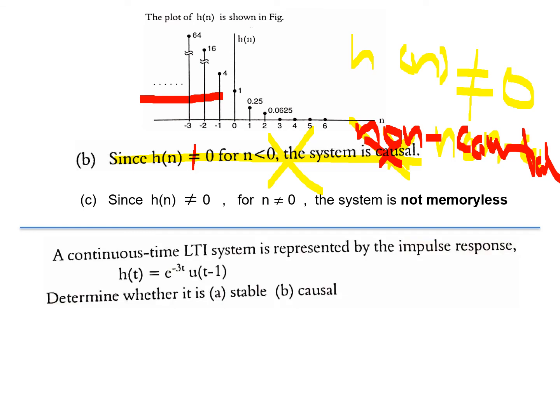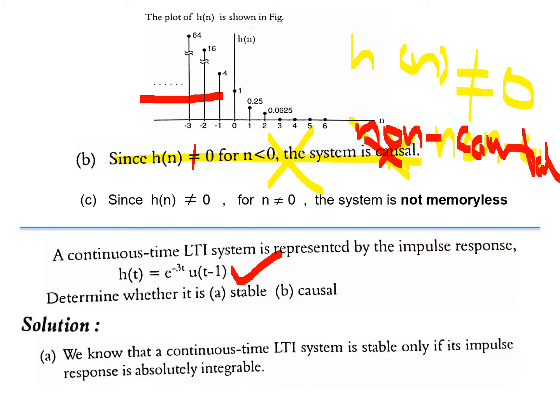Now we are taking the case of a continuous time signal. Till now we took the case of discrete time signal. Now for the first time we are taking h of t is equal to e power of minus 3t into u of t minus 1. You have to see whether this system is stable, causal, and also memory. That memory they are not given. You also find memory property of the system. Okay, now solution.